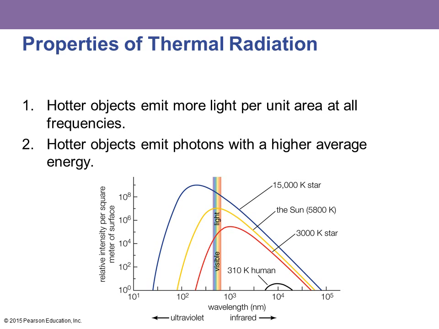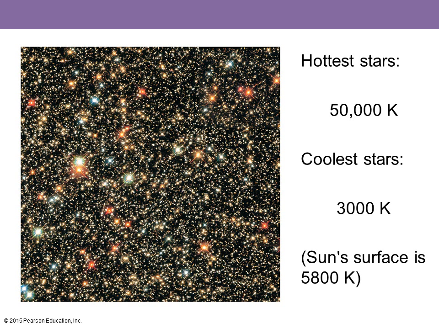As we've learned before, hotter objects emit more light per unit area at all frequencies, and hotter objects emit photons with a higher average energy. So obviously the hotter an object is, the more to the left, or shorter wavelengths, will be visible in its spectrum.